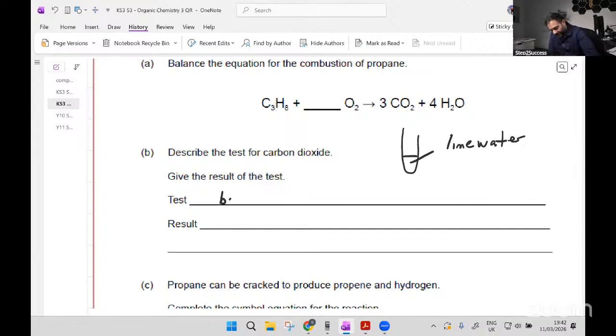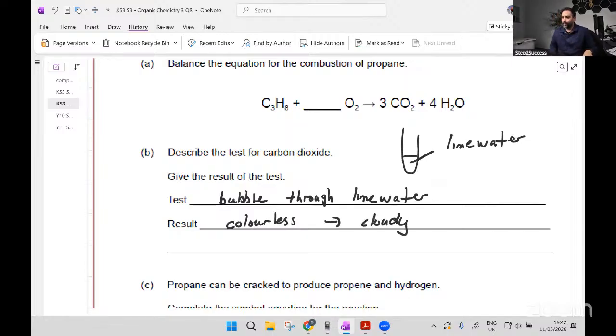So the test is to bubble through lime water. And then you want to say the result is it changes from colorless to cloudy. That's how you know it's carbon dioxide. If it doesn't do that, it's not carbon dioxide.